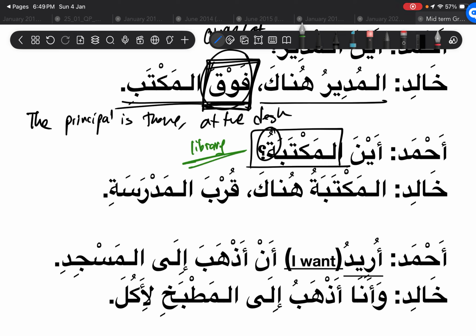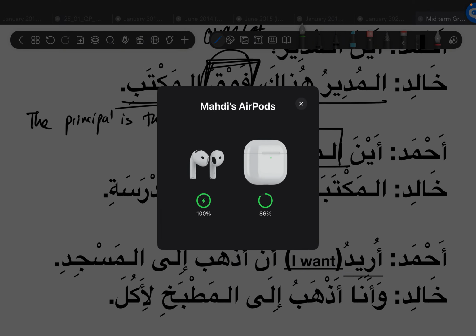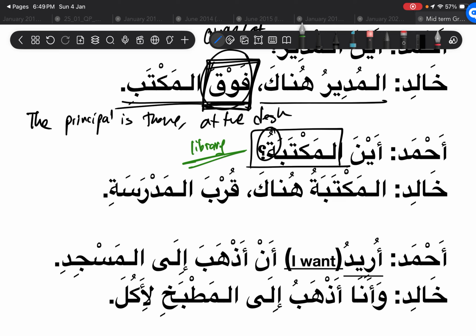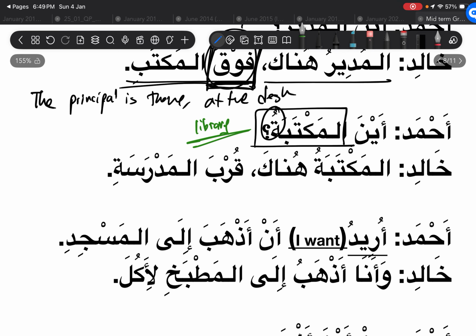This word was in lesson 4 of the Kitab al-Asasi, and it was actually one of the first times we came across the word maktabatun. Maktabatun means library. So, aina al-maktabatu, where is the library? Al-maktabatu hunak, the library is there. Hunaki, you could also say hunak.